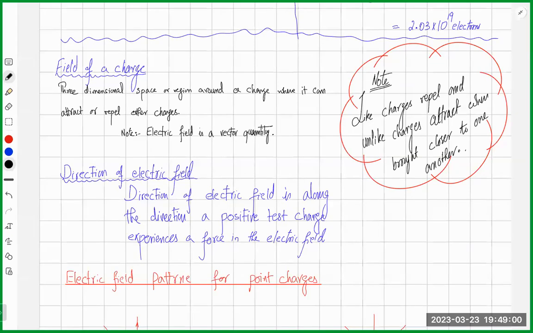Gravity, electric force, magnetic force. The list is not very long in this case. There are not too many field forces. Electric force, magnetic force, gravitational force. They all do not require physical contact.